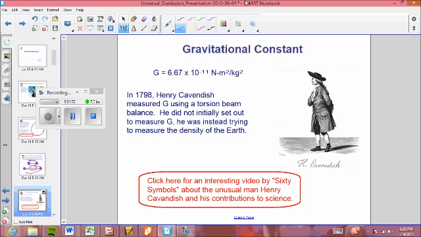Alright, so if you remember, little g equals 9.8. Well, now we have another constant, which is this capital G, and that is our gravitational constant. So in 1798, Henry Cavendish discovered big G using a torsion beam balance. He did not initially set out to measure G, he was instead trying to measure the density of the Earth.